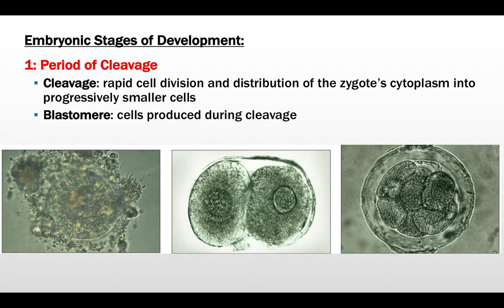Step 1 is called the period of cleavage. So cleavage refers to really quick cell division that's taking that initial zygote cytoplasm and dividing it into smaller and smaller cells. When it's a small collection of undifferentiated cells, it's referred to as a blastomere.